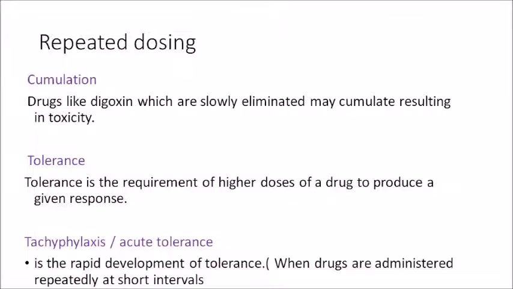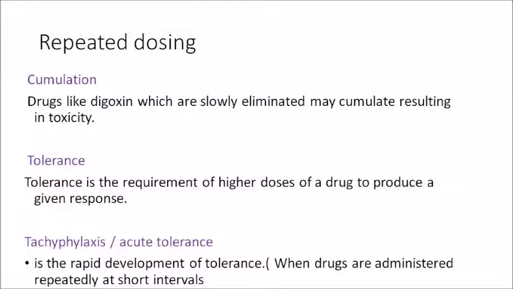Now, what will happen when you do repeated dosing of a drug? Three things can happen. One is accumulation, one is tolerance, and one is tachyphylaxis or acute tolerance. Accumulation happens with drugs like digoxin, which are slowly eliminated from our body. When we do repeated dosing, what will happen? They accumulate in our body and this will result in toxicity. So that is what happens with repeated dosing of drugs like digoxin.